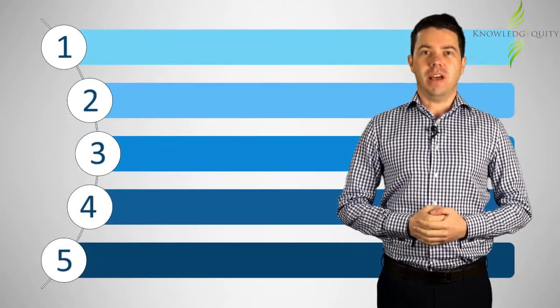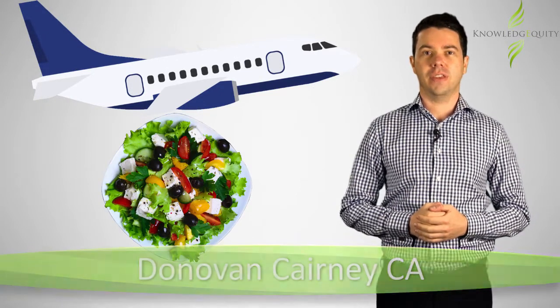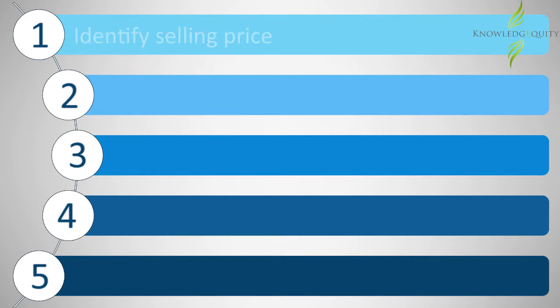There are 5 steps to apply when using target costing. Consider budget airlines, which plans on selling salad bowls to passengers during their flight. Using target costing, the first step would be to identify the selling price for a salad bowl.